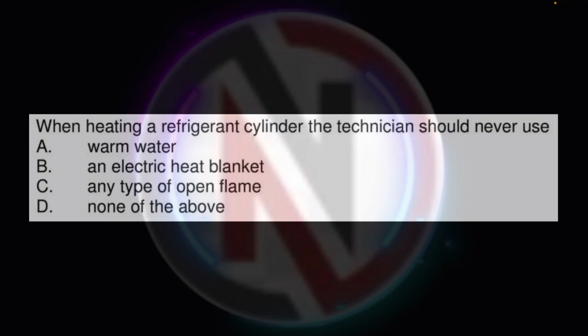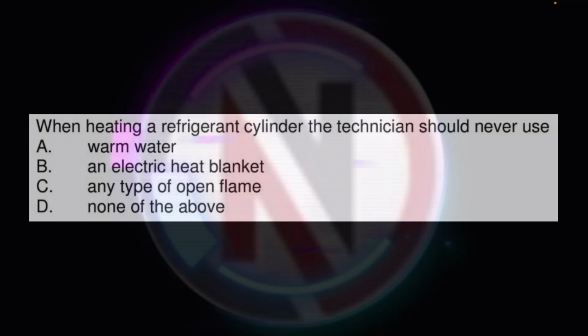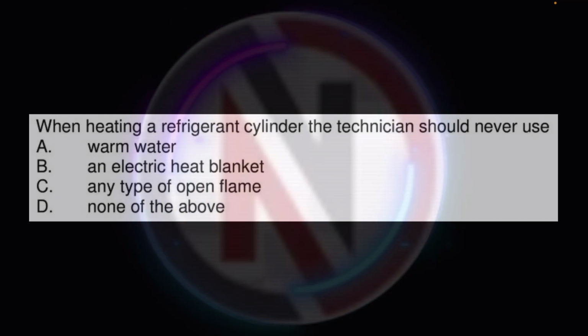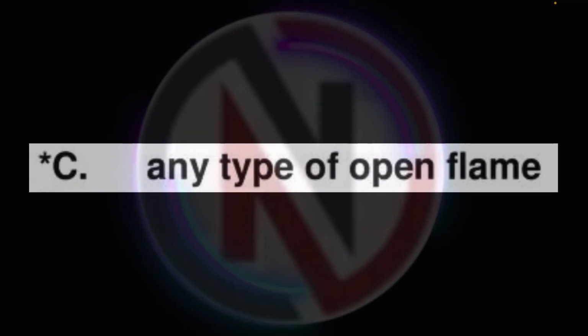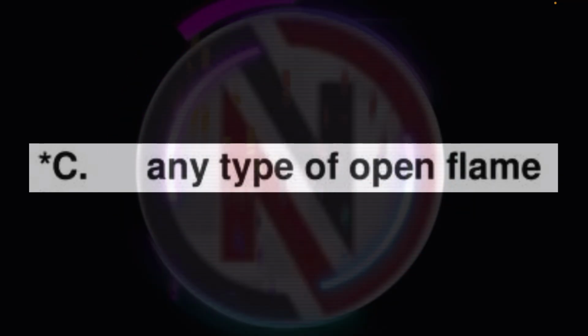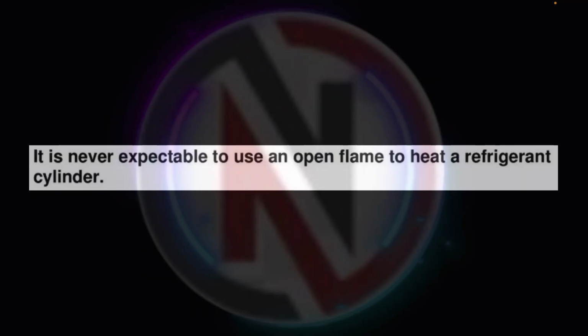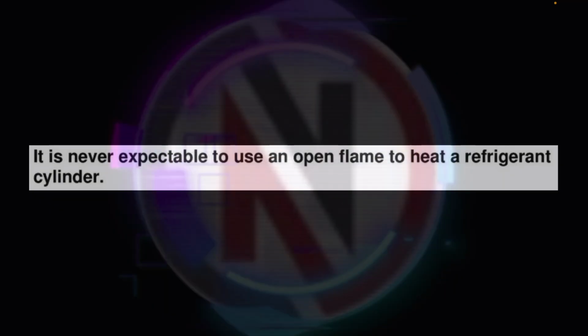When heating a refrigerant cylinder, the technician should never use: A. Warm water. B. An electric heat blanket. C. Any type of open flame. D. None of the above. C. Any type of open flame. It is never acceptable to use an open flame to heat a refrigerant cylinder.